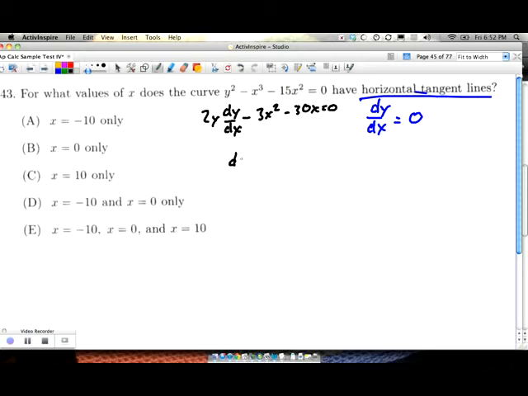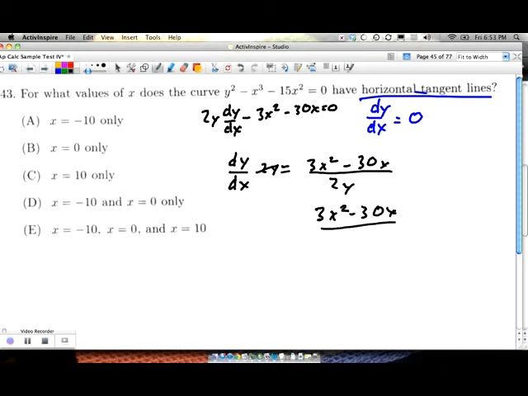That means we're going to have dy/dx times 2y equals, on the other side, 3x squared minus 30x. Now if we divide both sides by 2y, then we get this. So it's 3x squared minus 30x over 2y.